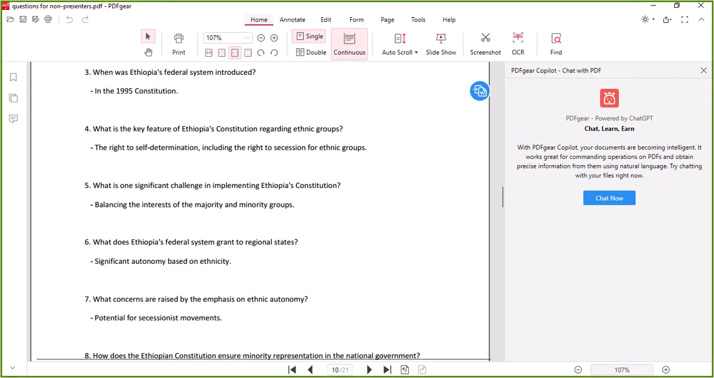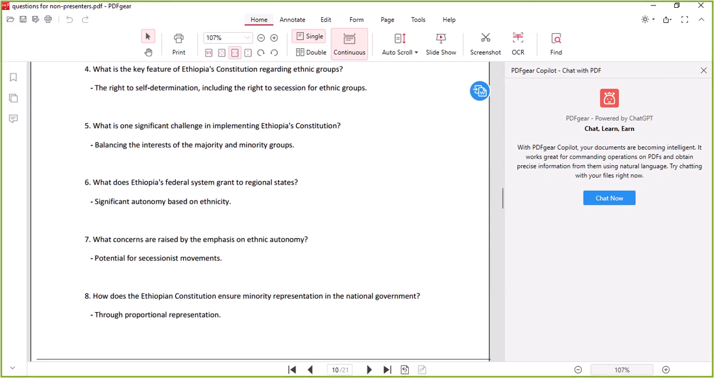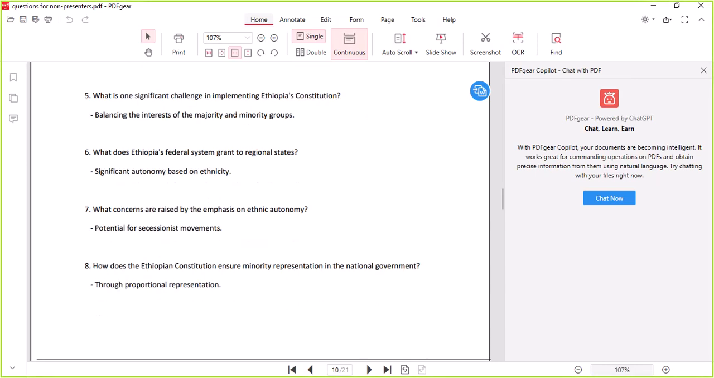What concerns are raised by the emphasis on ethnic autonomy? Secession. The second question is: how does the Ethiopian constitution ensure minority representation in the national government? There are reserved seats in the House of the Parliament in the Federation.